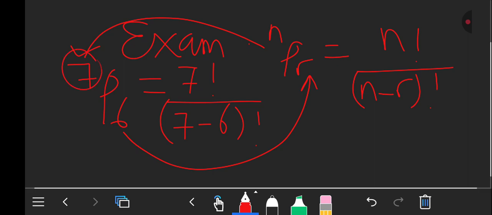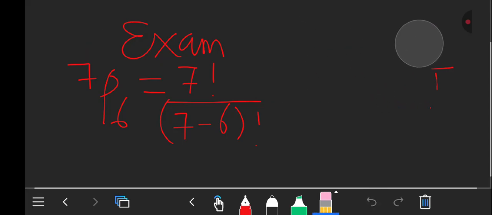So n is always the number on top, which is the 7, and r is the number at the bottom, the subscript. n is the superscript on top there. So that is the meaning. Alright, so let's now evaluate this.